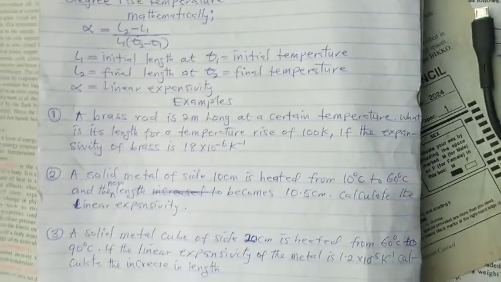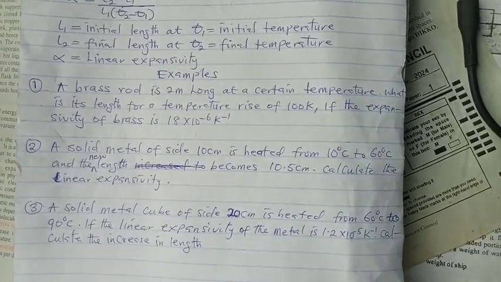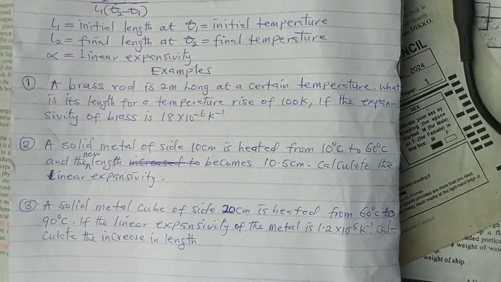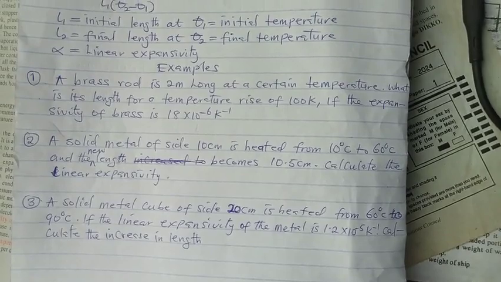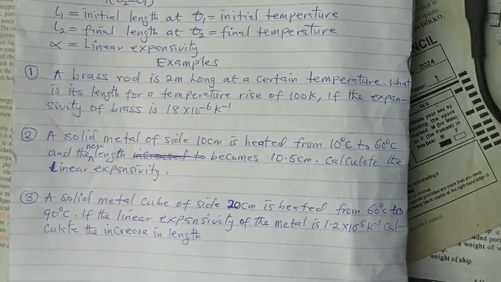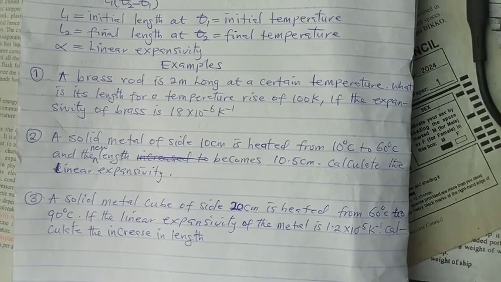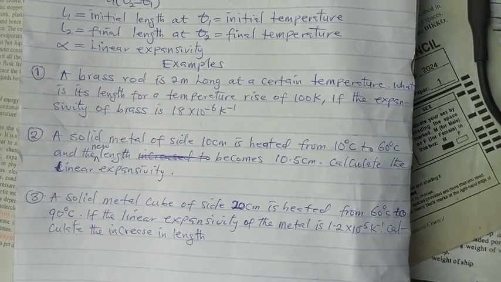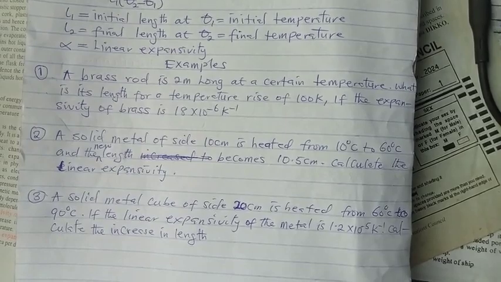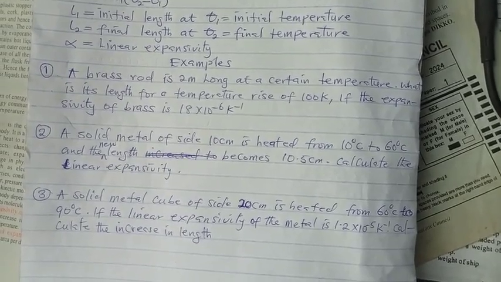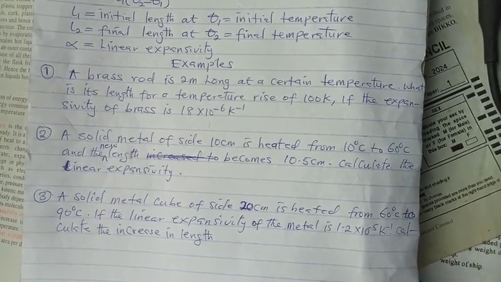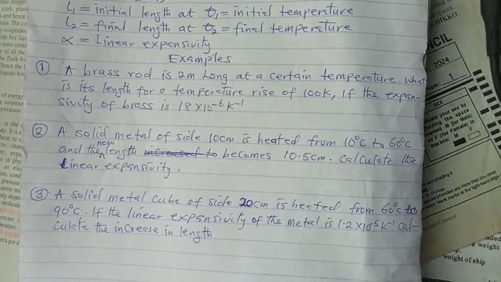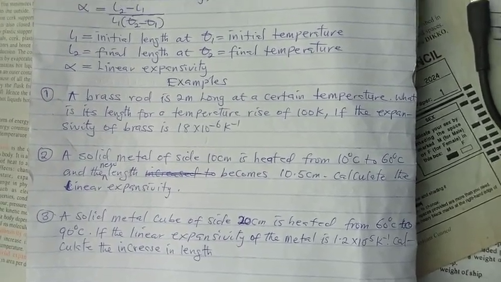So we can see some of the problems we need to solve in this linear expansivity. For example, we have a brass rod that is 2 meters long at a certain temperature. What is its length for a temperature rise of 100 K, which is Kelvin, if the expansivity of brass is 8 times 10 raised to the power of minus 6 per Kelvin? So you can see that we have so many of them. I'm going to deliberate on these examples.